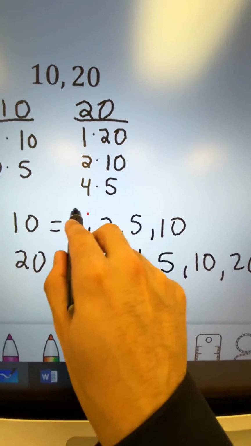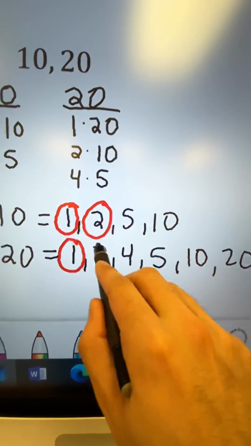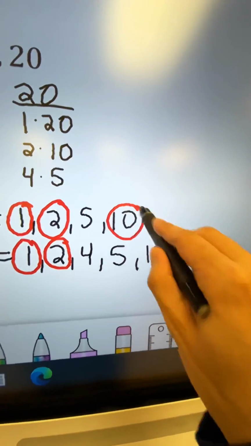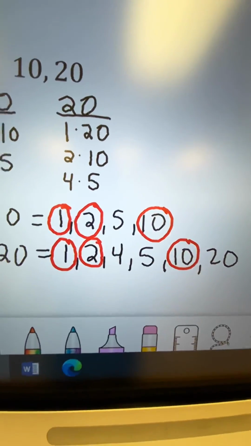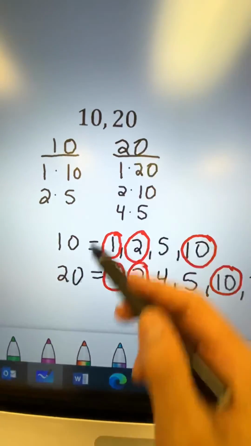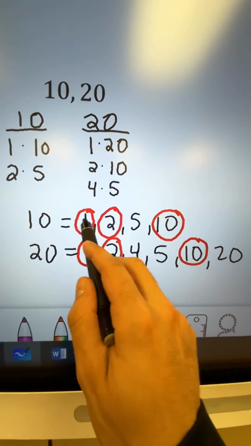So 1 is the same as 1, 2 is the same as 2, and 10 is the same as 10. And that's it. These are all the common factors. So to answer the question, the common factors of 10 and 20 would be 1, 2, and 10.